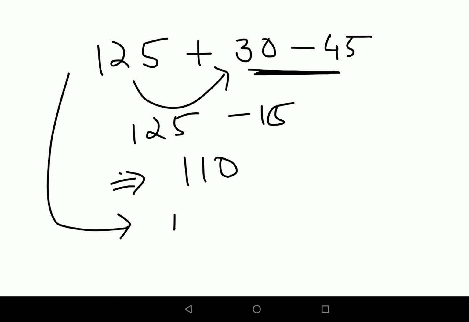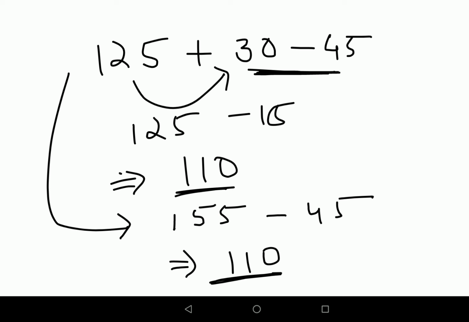Now, if I had done from left to right, what would have happened is what? 125 plus 30 gets you 1. Sorry, it is not 1. It is 155 minus 45. That gets you again 110. So please understand, if your entire question has just plus and a minus sign involved, only one plus and only one minus sign, then in that case order doesn't matter.